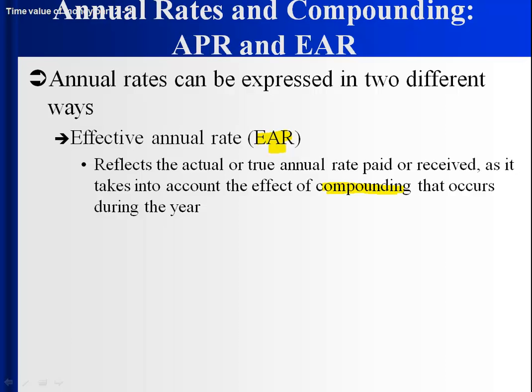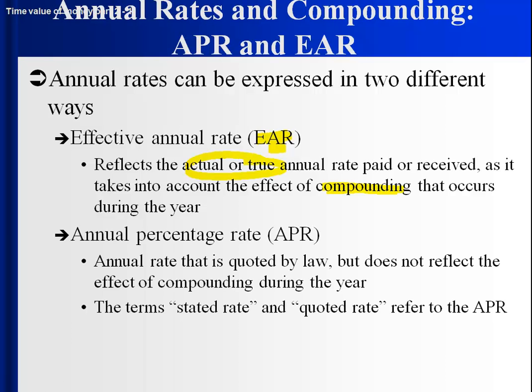So because it takes into account compounding, you can think of this as the actual or true annual rate. The second rate is the APR, the annual percentage rate, and this rate is quoted by law, so that's the main reason why it exists. It does not reflect the effect of compounding. So as a result, it can be a little bit misleading, and the effective rate is the one that one would rely on in making decisions, but the APR is one that's often out there and it's what's often presented, and so you clearly want to be familiar with that. Stated rate and quoted rate, those refer to an APR.